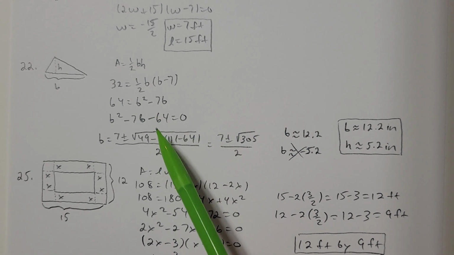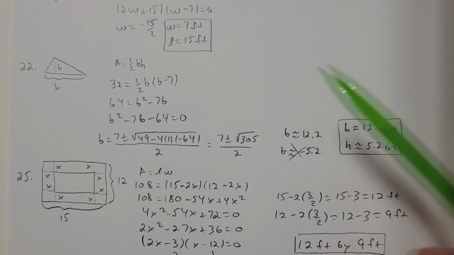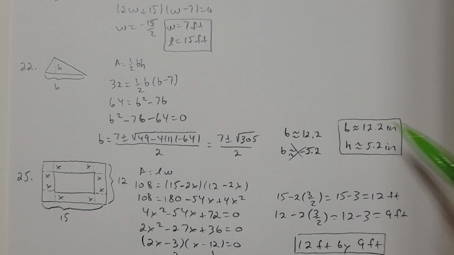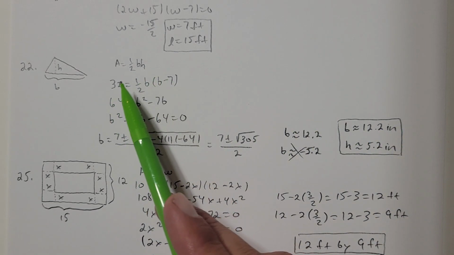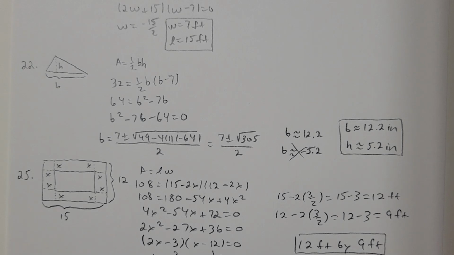Okay, so whatever the base is, the height is going to be b minus 7, if it's 7 inches less than the base. So this equation here would be my setup. Now remember, all the equation setups for this worksheet are going to be quadratic equations. So if you have a setup that's not in the form ax squared plus bx plus c equals 0, you probably don't have the right setup. Okay, just keep that in mind.